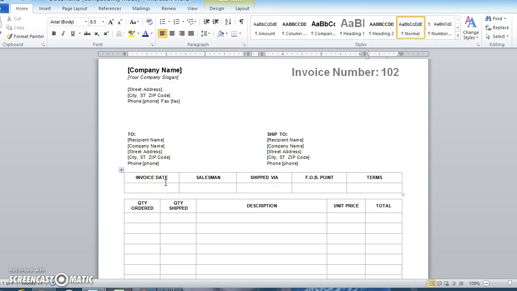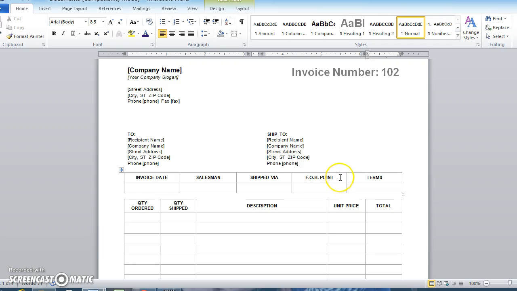Right here we have the invoice date, and the invoice date is when the invoice was written. The salesman is who sold the product to the person that ordered it. The shipped via is either the post office, FedEx, or UPS. Those are the most common.